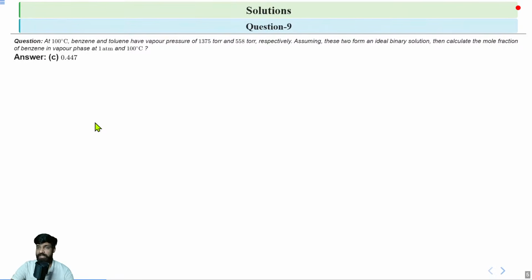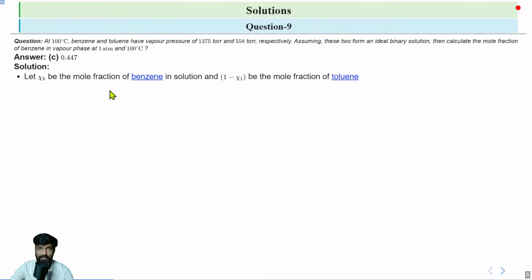Okay, moving on to the correct answer. The correct answer will be C, 0.447. How do you solve it? So, suppose that chi1 is the mole fraction of benzene and 1 minus chi1 is the mole fraction of toluene, then we can write the total pressure as chi1 p1 naught plus (1 minus chi1) p2 naught. How are we writing it? So we know that from Raoult's law, the pressure due to 1, which is your benzene, is chi1 p1 naught, and pressure due to 2, which is your toluene, is chi2 p2 naught.